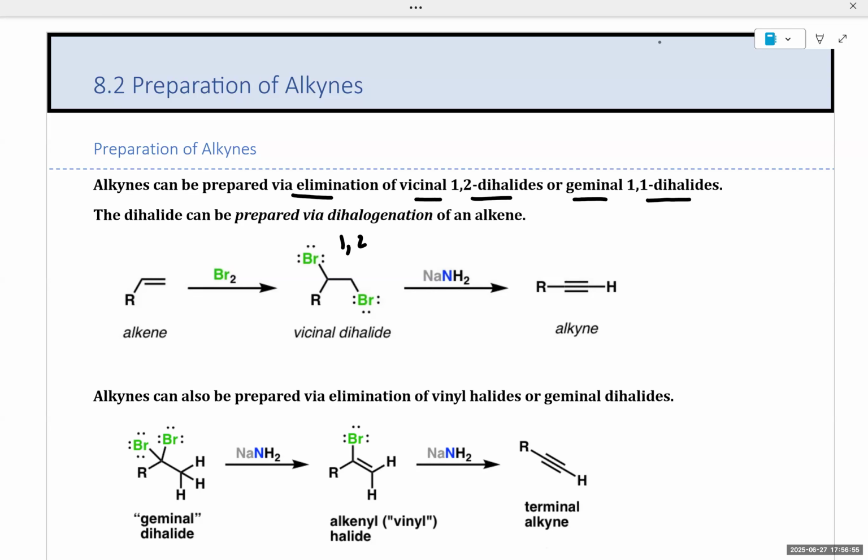Note, we have methods to prepare these dihalides. Dihalides can be prepared via halogenation of an alkene. So again, vicinal dihalides can be converted to alkynes via elimination via treatment with a strong base, such as, for example, sodium amide.